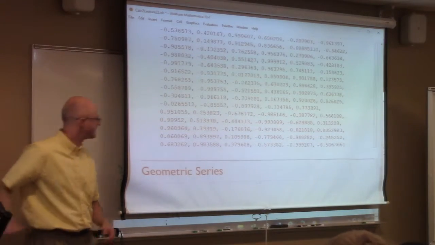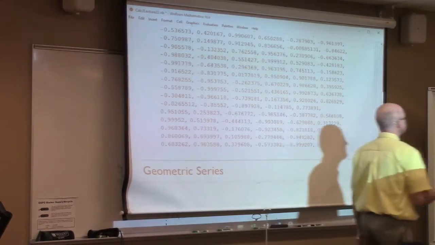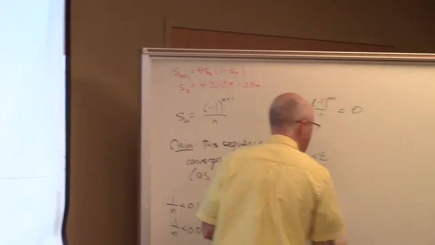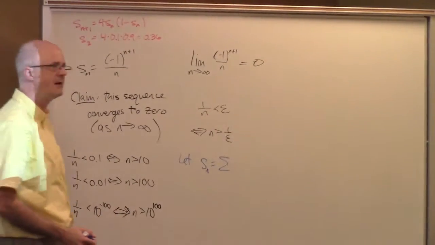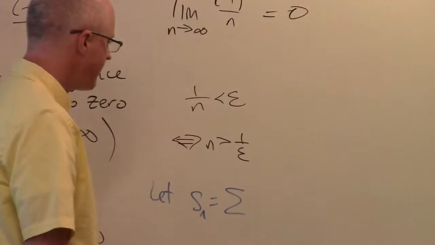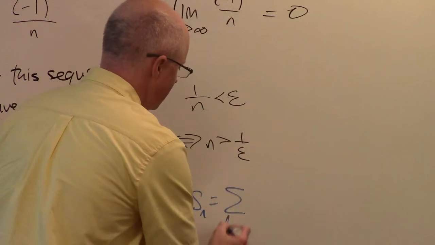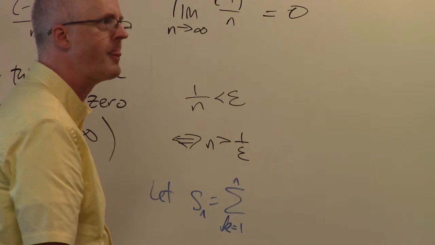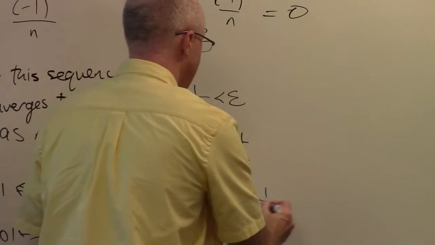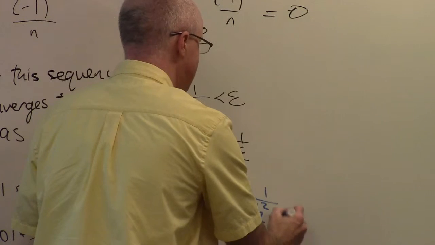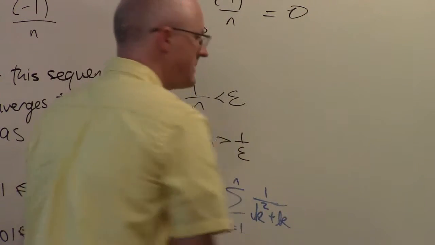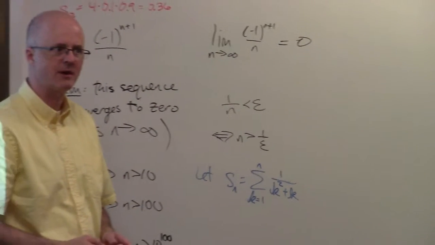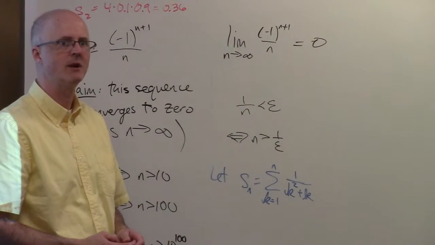I'm going to let Sn equal a certain summation. K goes from 1 to n. I think I want to do 1 over k squared plus k. Turns out to be a summation where we can actually find a formula for Sn, a simpler formula without a summation.